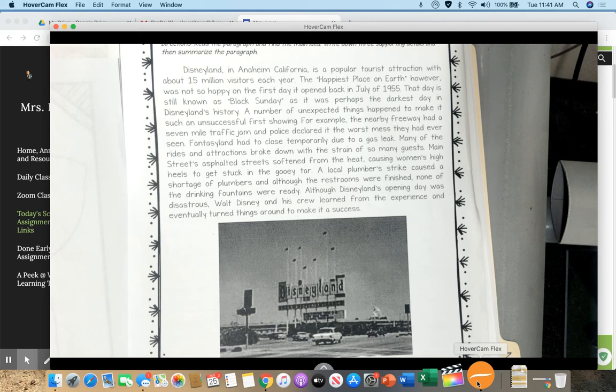So that is all for your language arts lesson today. Later this week, you guys are going to do more activities. This is just an introduction on how you identify the main idea.